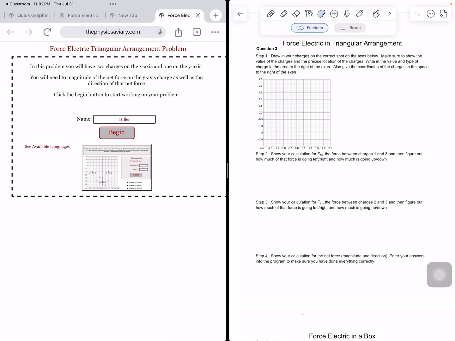Question number 3. In this question, we will have 3 charges arranged in a triangular arrangement. So you're going to see 2 charges on the x-axis, 1 charge on the y-axis. You need to find the net force on the y-axis charge, as well as the direction of that net force. Again, I'm going to use this as an opportunity to provide you an example. Try to use that as a template to work your problem with your values. Okay, let me go ahead and begin mine.